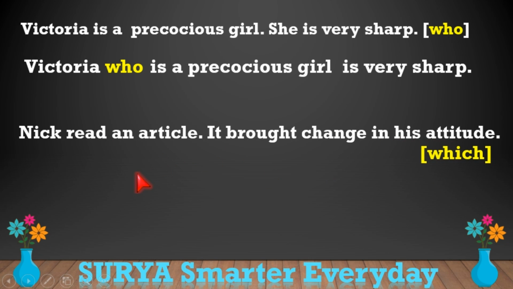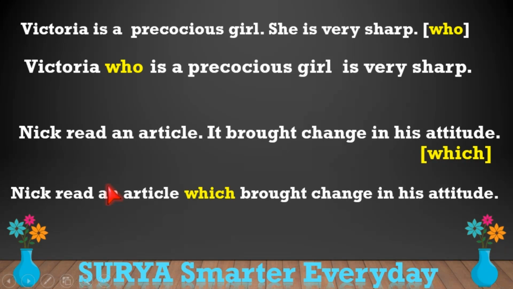So here you can apply the structure of model 2. What is the structure of the model 2? First sentence, you write the first sentence as usual. Nick read an article. Then corresponding relative pronoun. Here is which. Then write the predicate of the second sentence. What is the predicate of the second sentence? Brought change in his attitude. Look at this answer. Nick read an article which brought change in his attitude. We can move to another example.